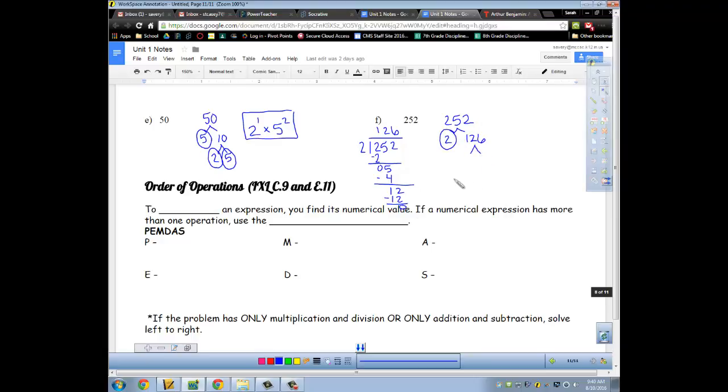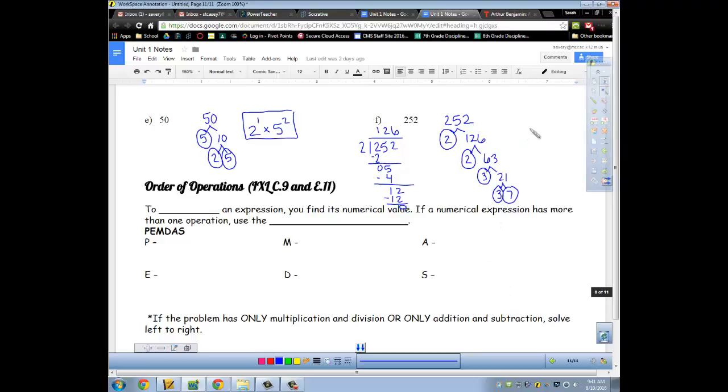126, that's even again, so I know 2 can be a factor. And 126 divided by 2 is going to be 63. 2 is prime, so circle it. I can still factor 63. You can divide 63 by 3. And 3 times 21 is 63. 3 is prime, so circle it. I can still factor 21. And 3 times 7 is 21. And both of those are prime, so we circle them.